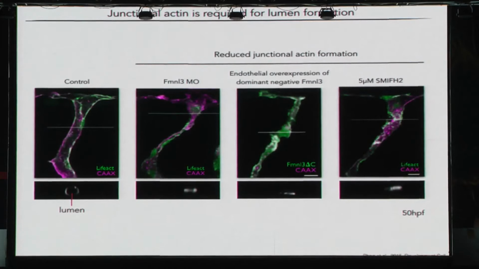As a consequence, because of reduced junctional actin formation there, the vessels of embryos with reduced FMNL3, or in embryos with endothelial overexpression of dominant negative FMNL3, and in embryos that have been treated with SMI-FH2, many vessels fail to form lumens, while control embryos show clear lumen formation, as shown here.